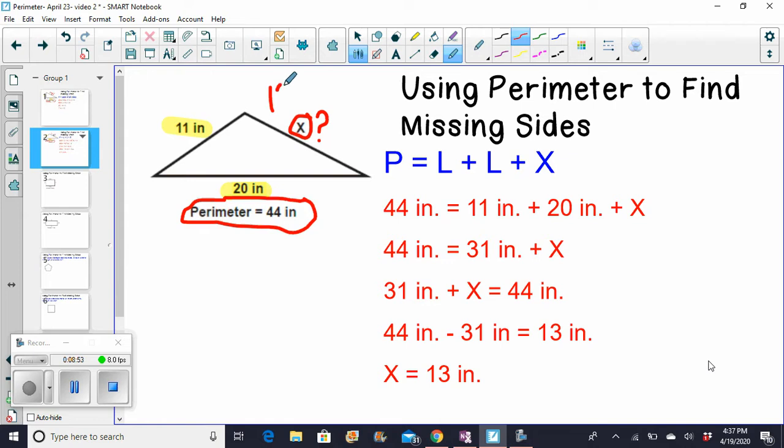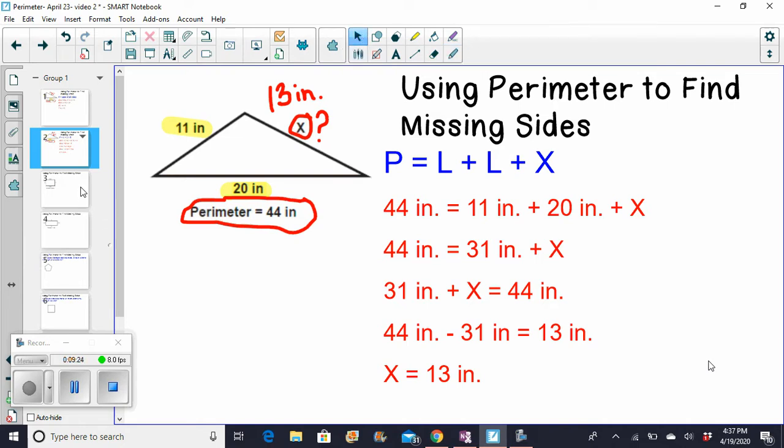You notice how I keep on saying that unit over and over again, inches? You have to keep in mind, perimeter is a measurement, and measurements have to be labeled, because the unit you have really determines how big or how small it is, an inch versus a centimeter versus a mile versus whatever it happens to be. So these units are really, really important.